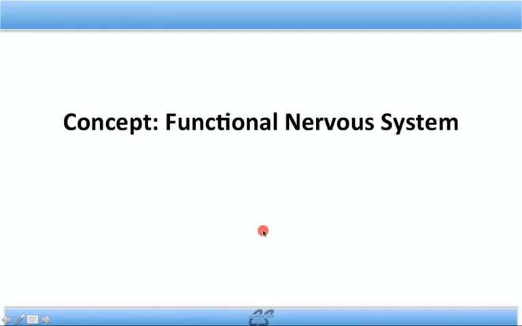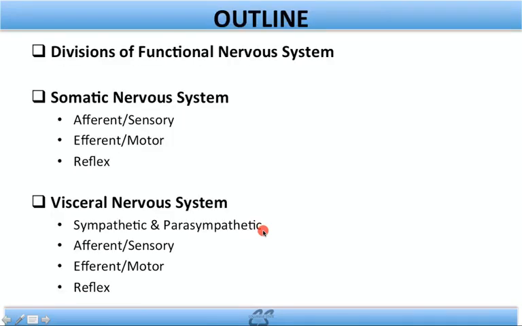Hello everyone. This video tutorial will cover the functional aspects of the nervous system. And in other concepts in this unit, you will take a look at the structural components, cranial nerves and spinal nerves. The major difference and the major objective in this video tutorial and in this concept outline is to classify the nervous system based upon whether or not the structure is somatic or visceral.